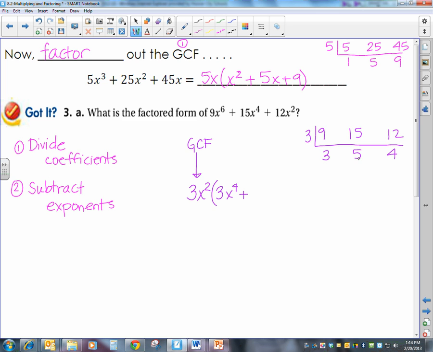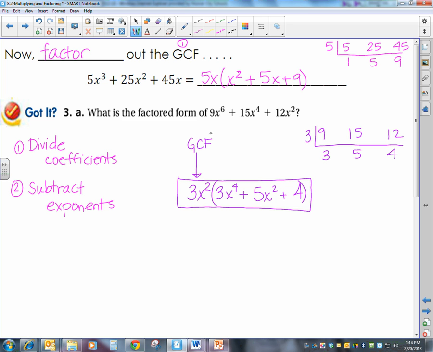Carry the plus sign down. Next number is going to be a 5. I started off with 4, I took away 2, I have 2 left. Last number is 4. I started off with 2, I took away 2, I don't have any left. So I'm done. And the nice thing about this process, you can multiply it back out.